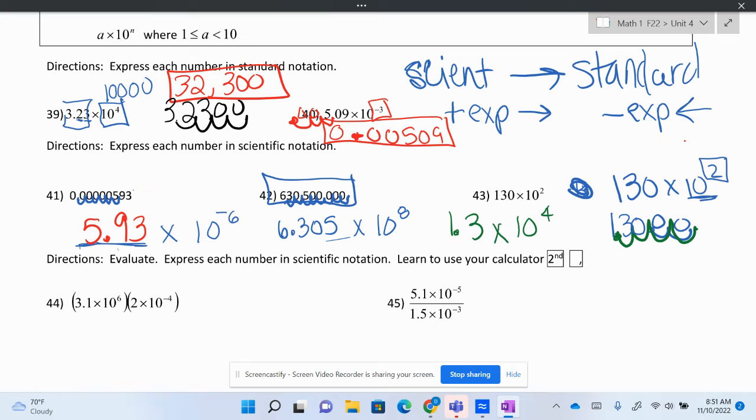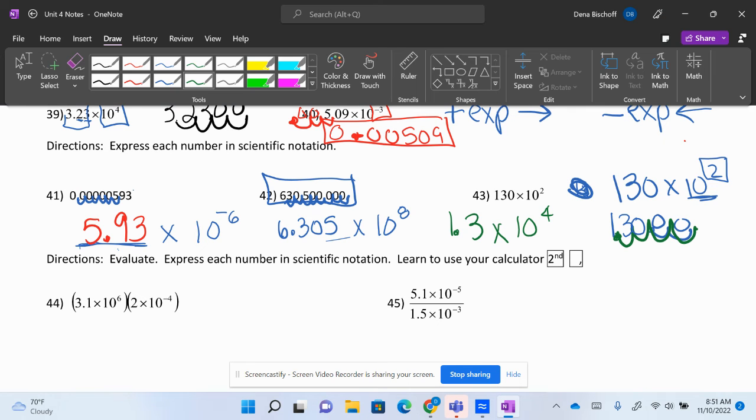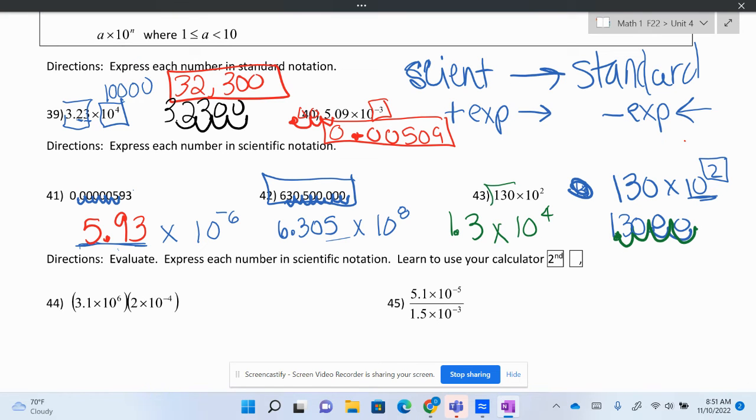So I'm going to show you why that works like that. If I had originally put this number in scientific notation, 130, the decimal is right here. I would have to move it. So that's really 1.3 times 10 squared times 10 more squared. The base is the same. I add the exponents, which is why it's 10 to the 4th. Okay.